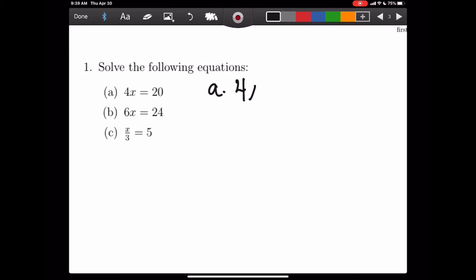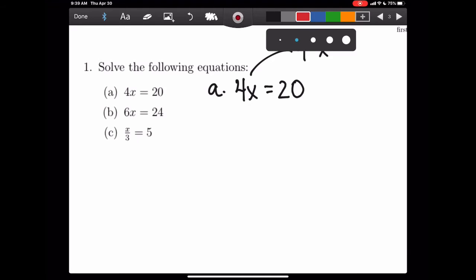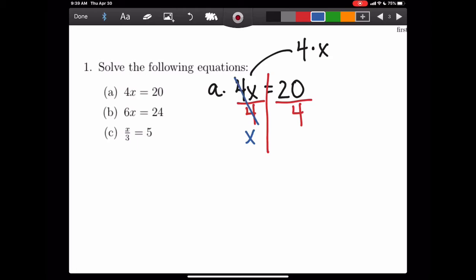All right, let's take a look at A. A says 4x is equal to 20. Well, remember, 4x is basically saying 4 times x. So the opposite of multiplication would be to divide, to isolate this x. So if I divide by 4 on this side of the equal sign, I must divide by 4 on this side. So that will give me x. These will cancel. x is equal to 20 divided by 4, which will give me 5.